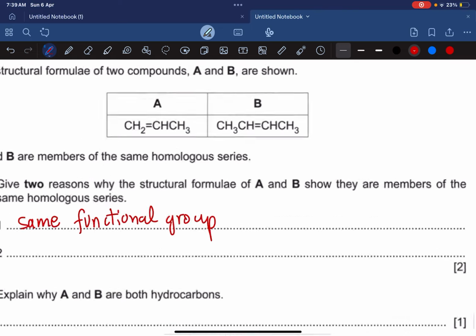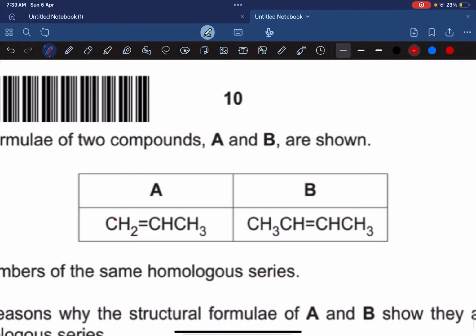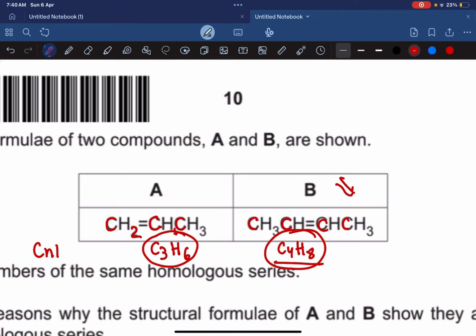The second thing is, if we count the carbons in this one, 1 2 3, it's C3, and H is 2 plus 1 plus 3, that's going to be 6. And this is basically C4, 1 2 3 4, and H8, okay? You can count it, or because you know that it's an alkene, it's going to follow the general formula. Basically, you can see that their general formula is also the same, CnH2n, this is the general formula for alkenes.